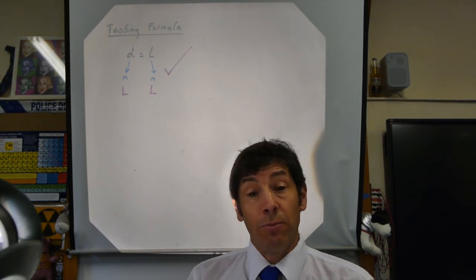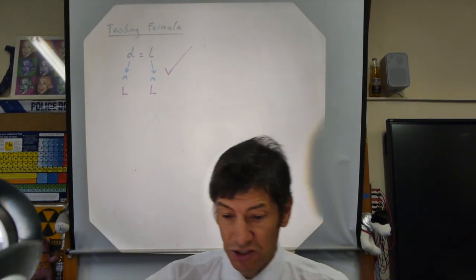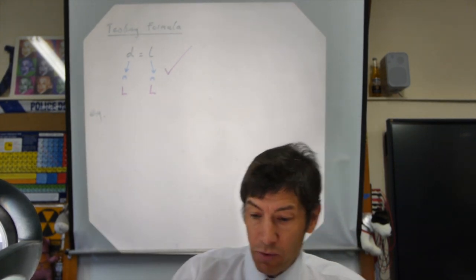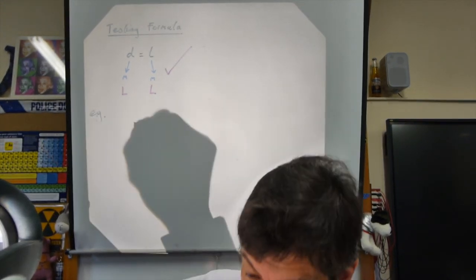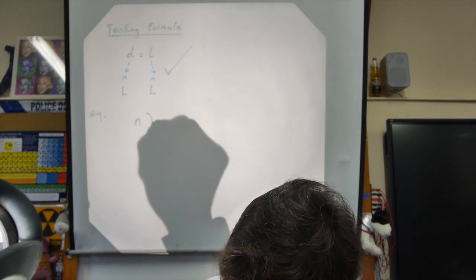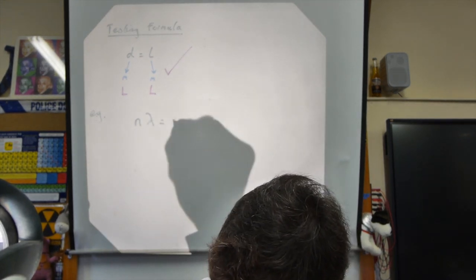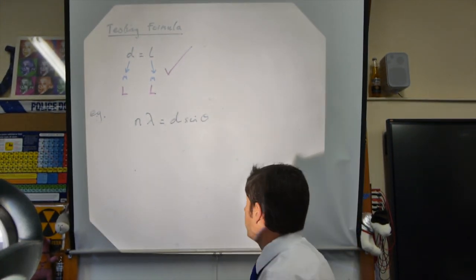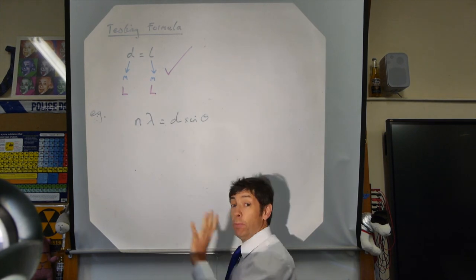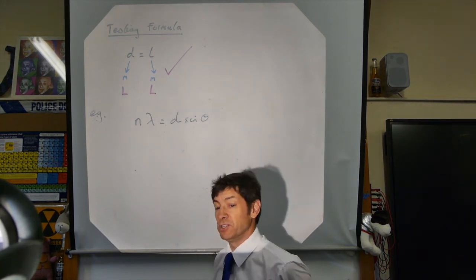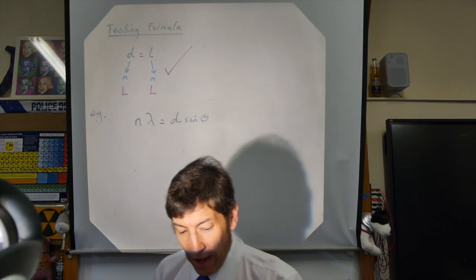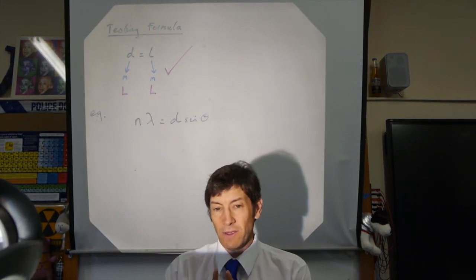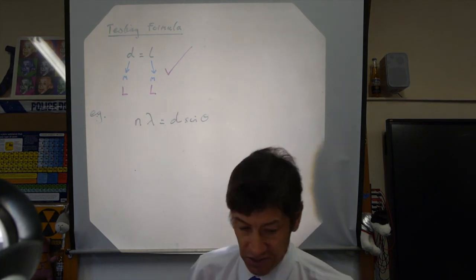So let's do another example, and I'm going to pick one that you won't have come across yet. So here we go. The formula we're going to look at is nλ = d sin θ. This is a formula from optics, in fact, or at least from waves, which is really interesting. Now, I've kind of spoilt it, haven't I? Because I've told you it is a formula. But let's just check whether it's dimensionally correct, whether it's consistent.